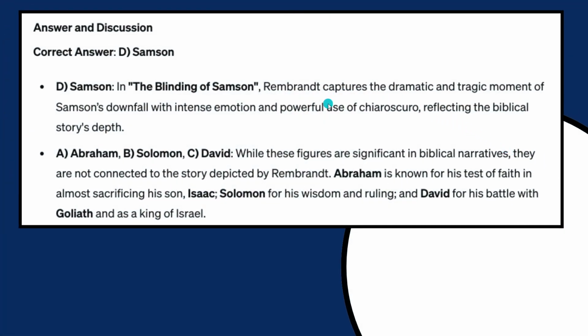In The Blinding of Samson, Rembrandt captures the dramatic and tragic moment of Samson's downfall with intense emotion and powerful use of chiaroscuro, reflecting the biblical story's depths. All of these are other famous names in the Bible, usually with important stories tied into them, such as Abraham, known for his test of faith and almost sacrificing his son, being the father of Israel, etc. Isaac, Solomon for his wisdom and ruling, and David for his battle with Goliath as a king of Israel.